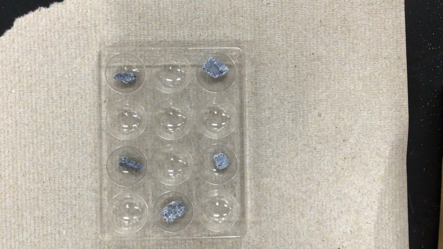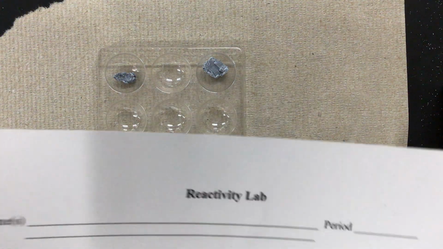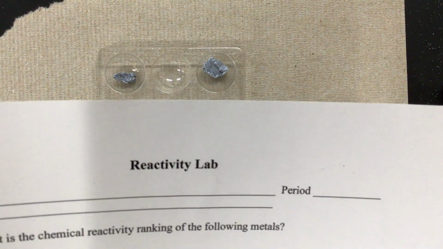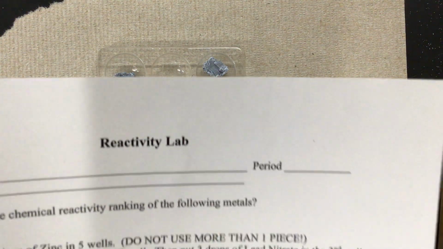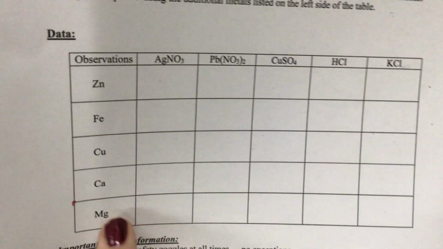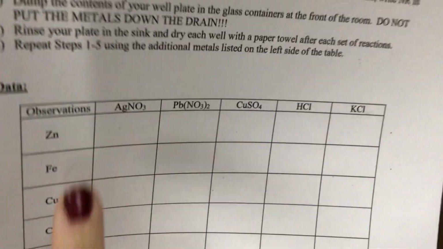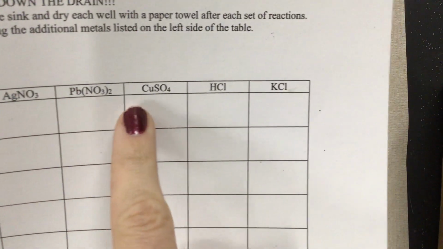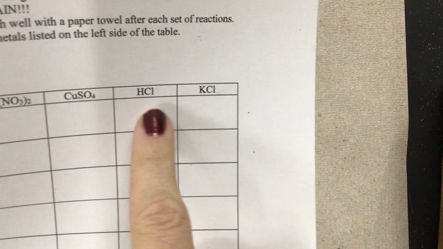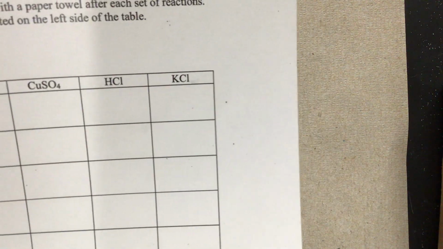All right, students, so this is metal number 4 in our reactivity lab. So again, the question that we're trying to answer is which of these metals is the most reactive? This video is going to focus on the metal calcium, and I'm going to go in order and react it with silver nitrate, lead nitrate, copper sulfate, hydrochloric acid, and potassium chloride, okay?